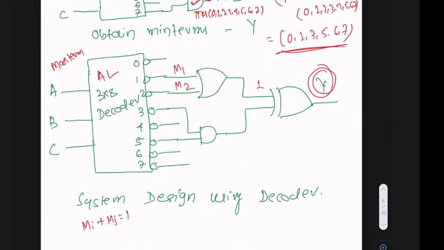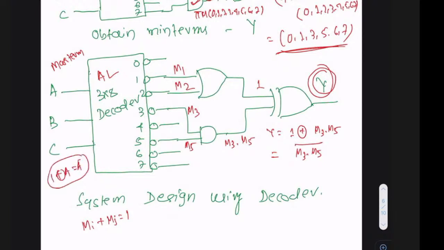And what about this? This is your max term 3 and this is your max term 5. So this is nothing but max term 3 added with max term 5. So what is this y basically? y is nothing but the XOR of 1 and this. So y equals 1 XOR with (max term 3 plus max term 5). It is equivalent to the complement of max term 3 plus max term 5, because you know 1 XOR A equals A bar.